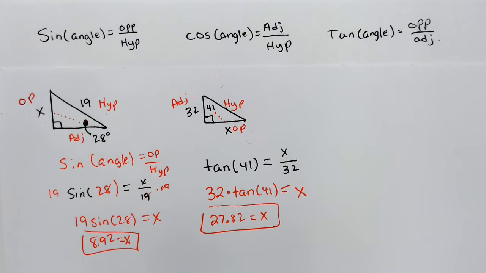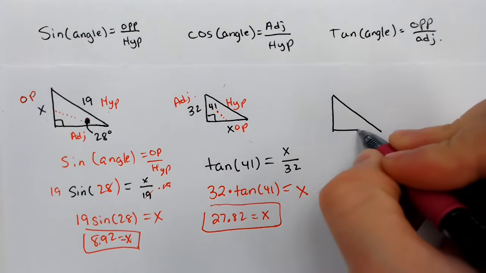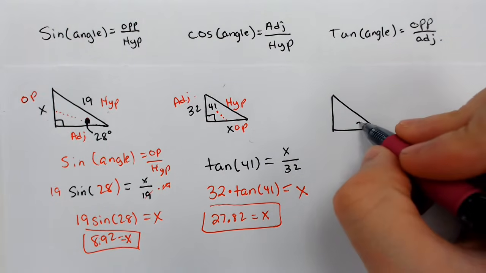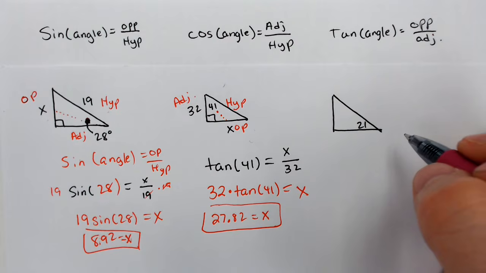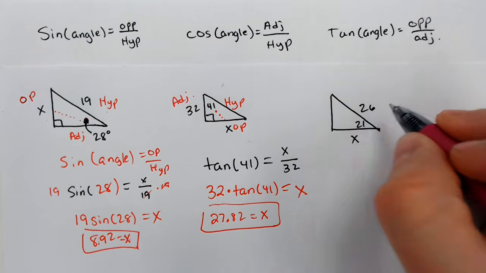Let's do another one. So, here we have 21 for the angle. We're going to have x over here, 26 over there, 90.